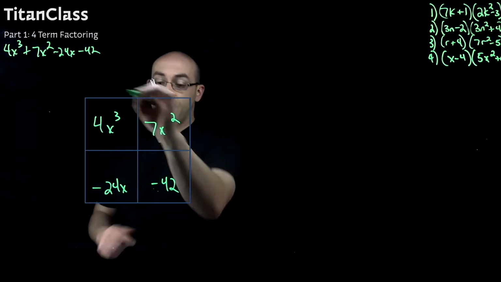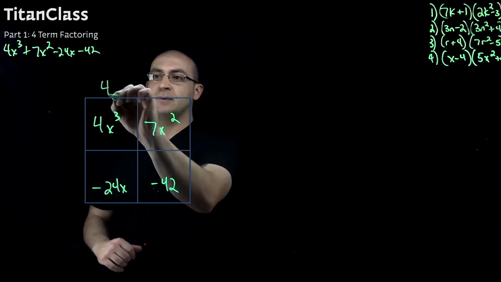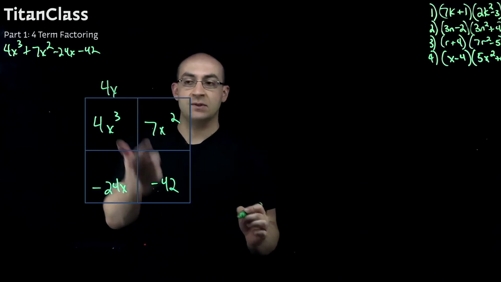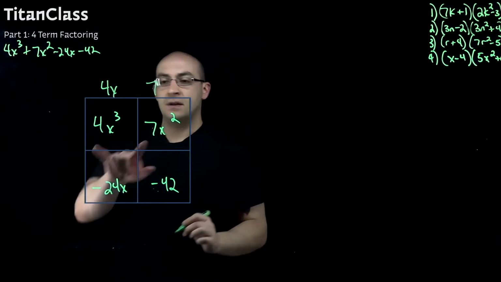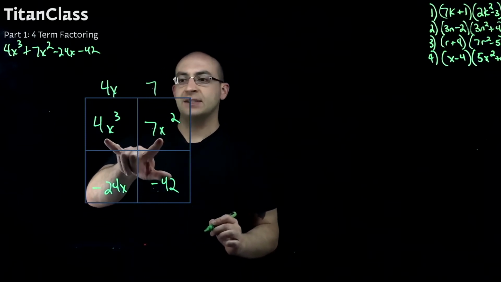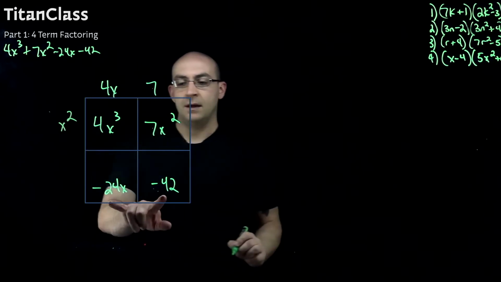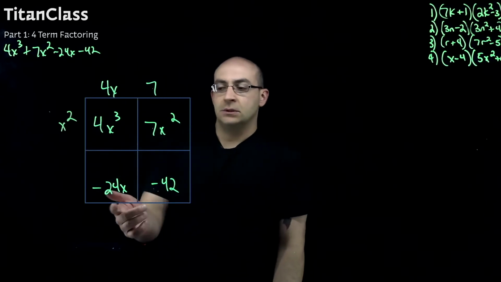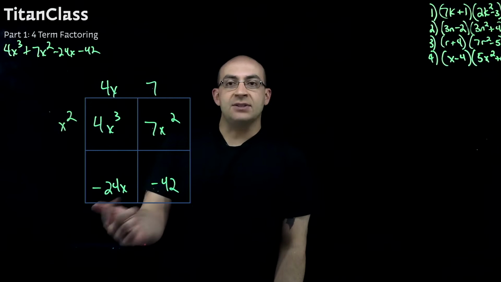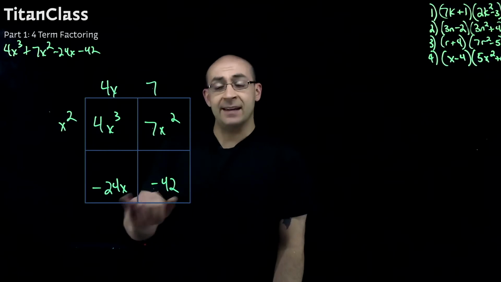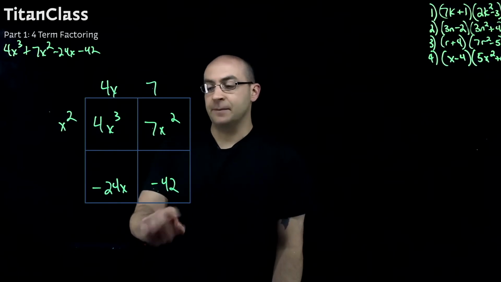This is when I can pull a 4 and an x out because they're both divisible. 7 and negative 42. Well, 7 does go into 42, so we can take the 7 out. Here, I can only take an x squared out, right? Because 4 and 7 don't have anything in common. Definitely, I could take a 2 out, right? Because they're both divisible by 2. Are they divisible by 4, though? That's not going to be.